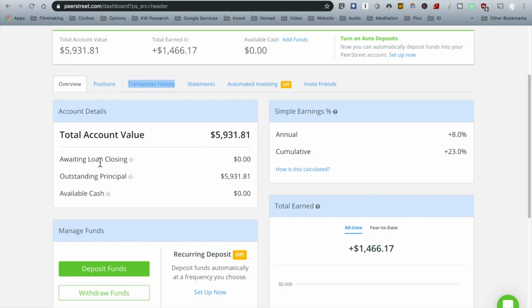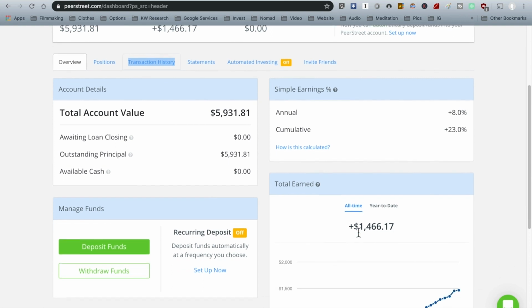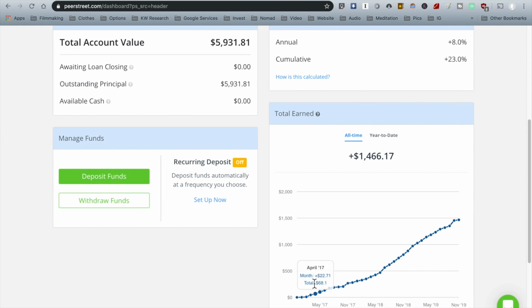Here on my screen is my PeerStreet Dashboard. And you can see the usual details. Here's my account value. I have about $6,000. And you can see that my simple earnings are 8% annually. And cumulatively, I've earned 23%. And my total earnings since 2016 has been $1,400.